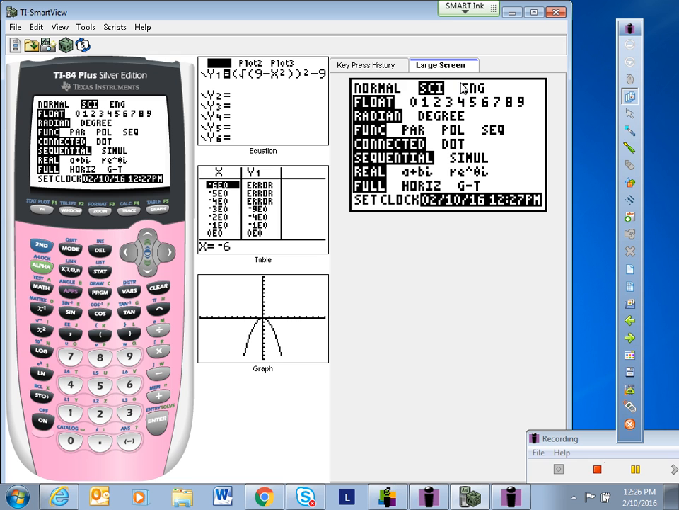Does anybody know what E and G means? A lot of kids will say that's English. No, it's not. It's engineering. Okay? It's engineering.